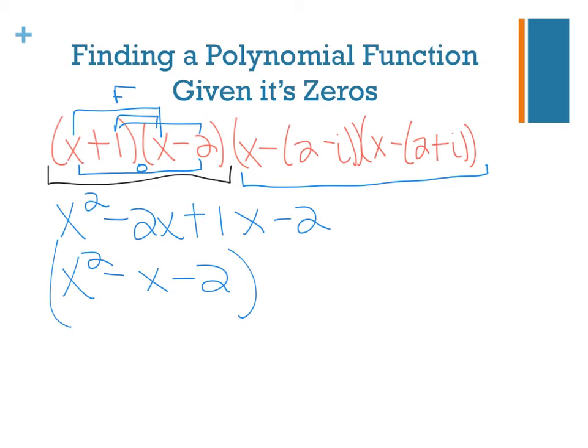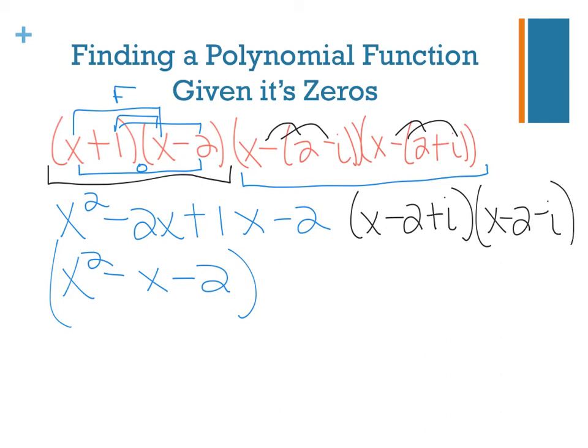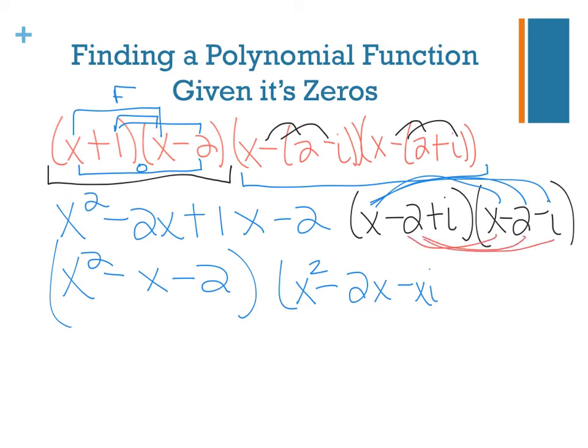But before I do that, I'm going to distribute the negative inside the parentheses. So I get x minus 2 plus i. And in the second factor, when I distribute the negative, I get x minus 2 minus i. To multiply these two together, first I'm going to distribute the x to everything, which gives me x squared minus 2x minus xi. And if I multiply the negative 2 to everything, I get negative 2x plus 4 plus 2i.